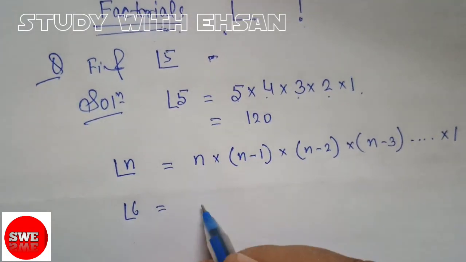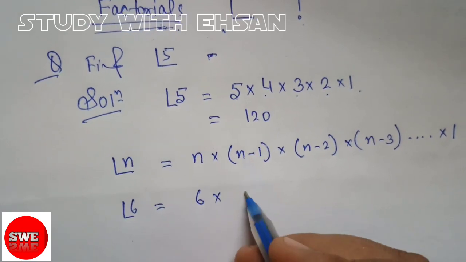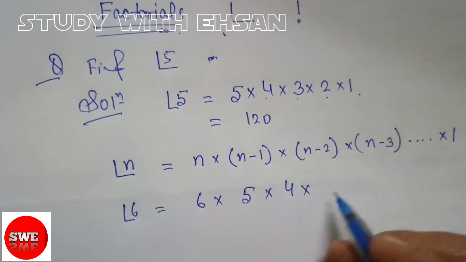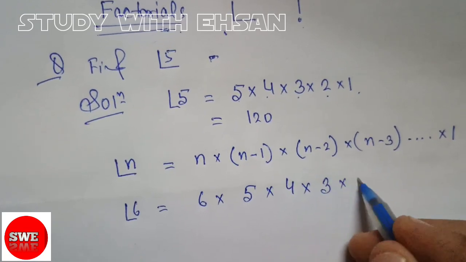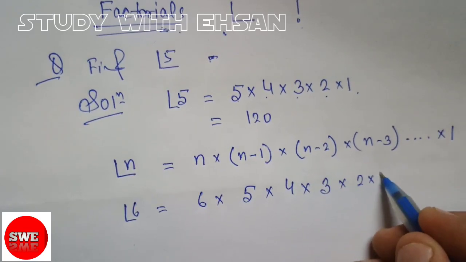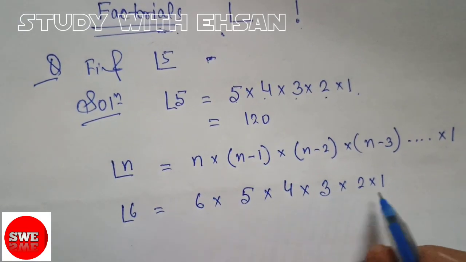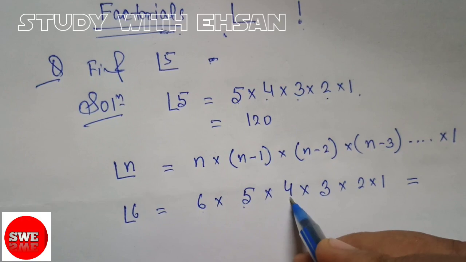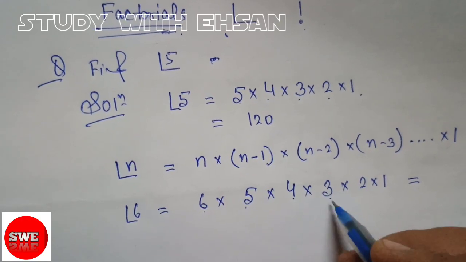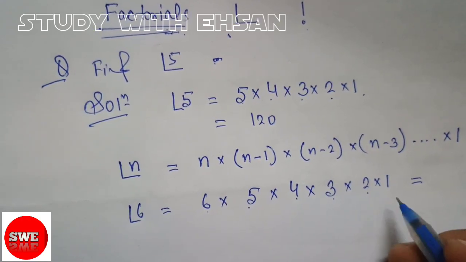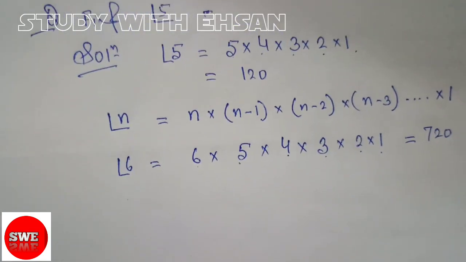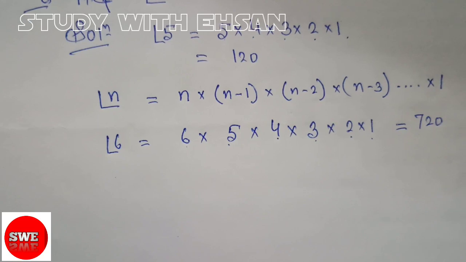Similarly, factorial 6 will be: start from 6, then 1 less than 6, which is 5, 1 less than 5, 4, 1 less than 4, 3, and it goes up to what number? 1. So 6, 5, 4, 3, 2, 1. And when you multiply all these numbers, 6 fives are 30, 30 fours are 120, 120 threes are 360, 360 twos are 720, 720 into 1 is 720. Now, one thing is clear: how to find the factorial of a number.